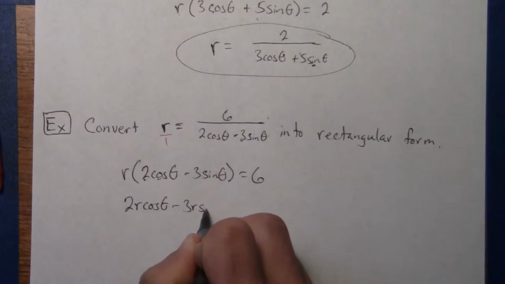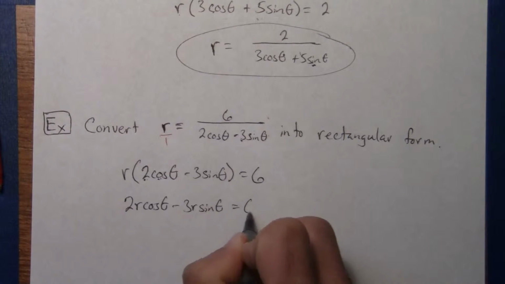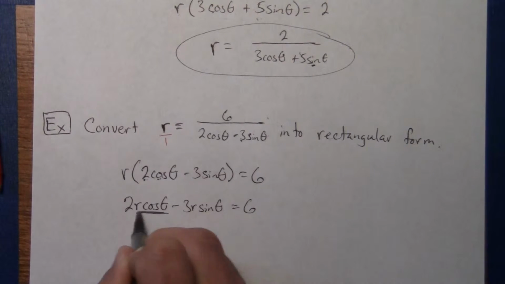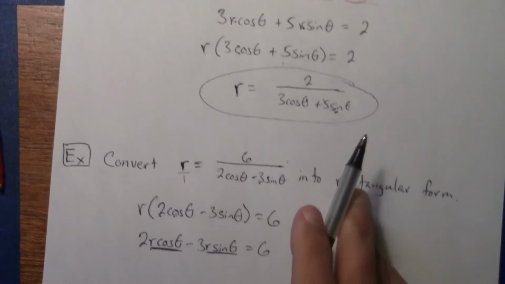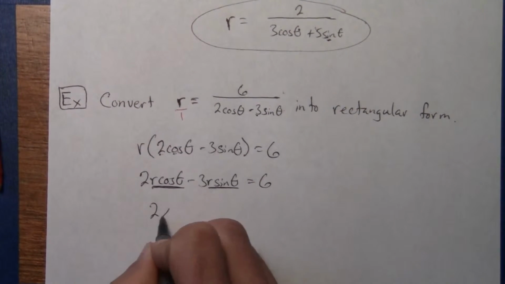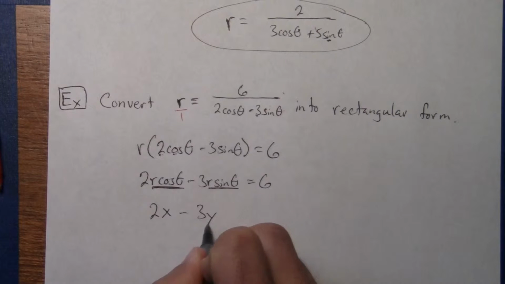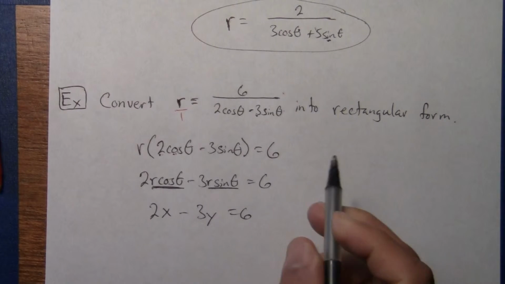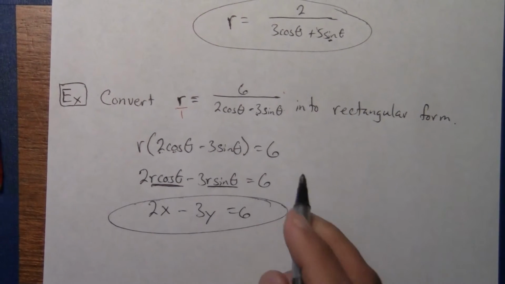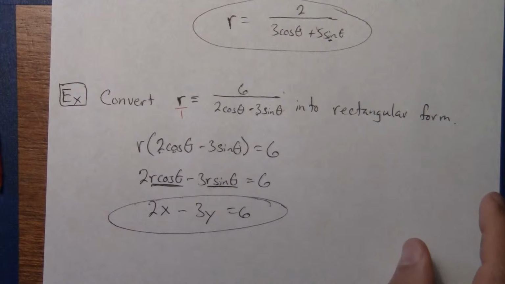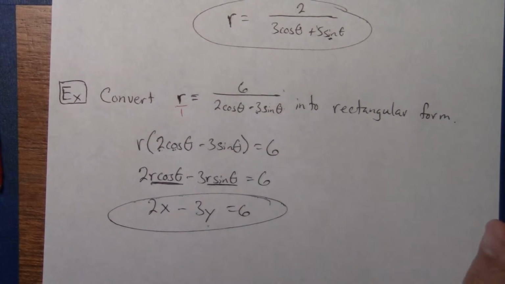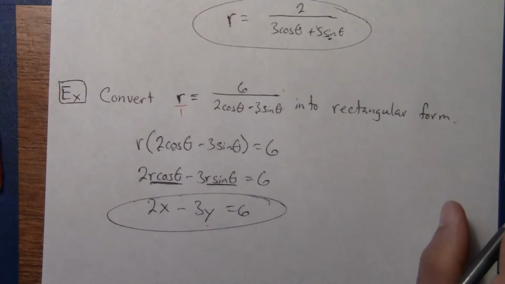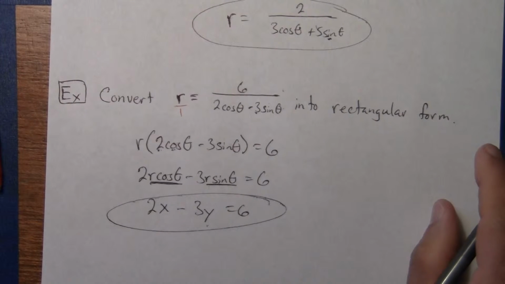Minus 3r sine of theta is equal to 6. And now this is great news, because I can change those directly into x and y. So this now becomes 2x minus 3y is equal to 6. And then I would take it like this. You could set it equal to 0. You could solve it for y. You could kind of do whatever you want, but typically they usually set it equal to 0. They're inconsistent in how they want their answer, so that's fine.